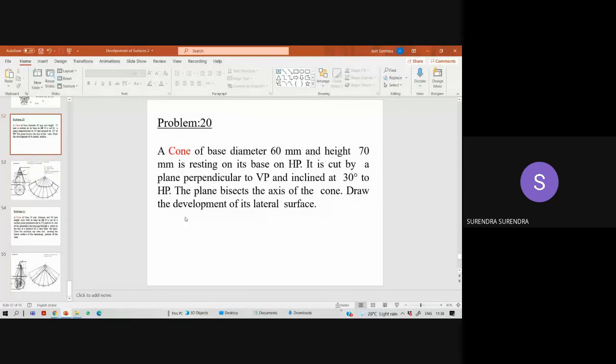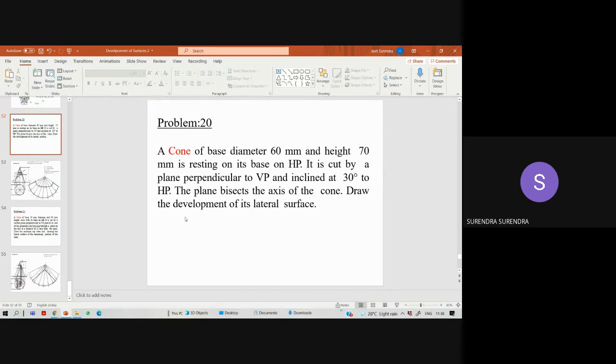Observe this problem. A cone of base diameter 60 mm and height 70 mm is resting on its base on HP. It is cut by a plane perpendicular to VP, inclined at 30 degrees to HP. The plane bisects the axis of the cone. Draw the development of its lateral surface.